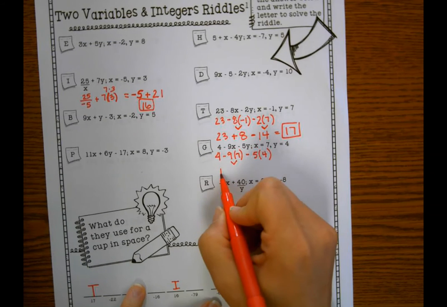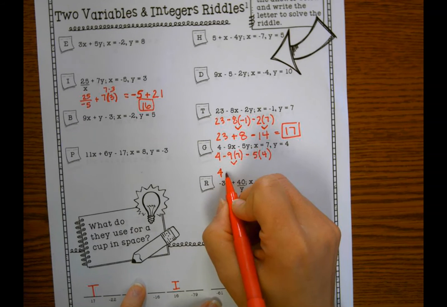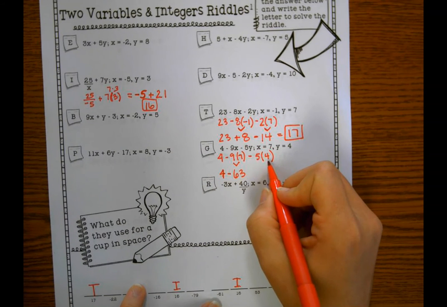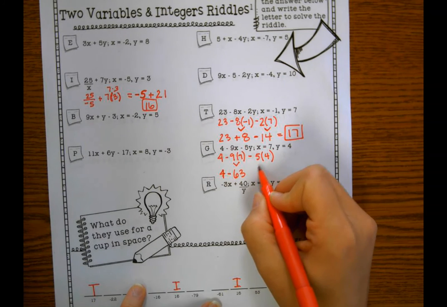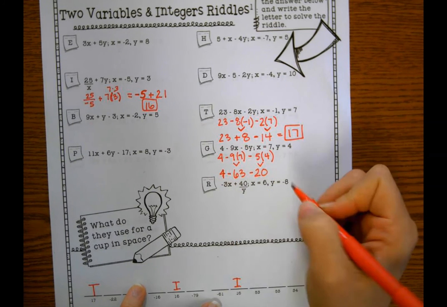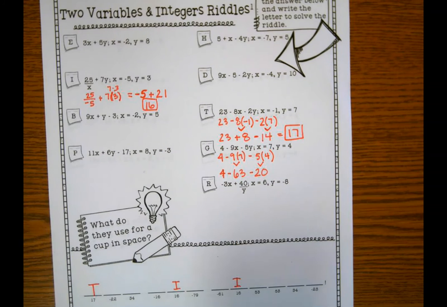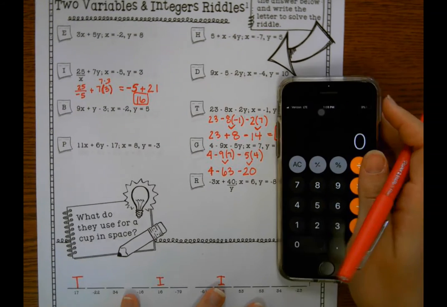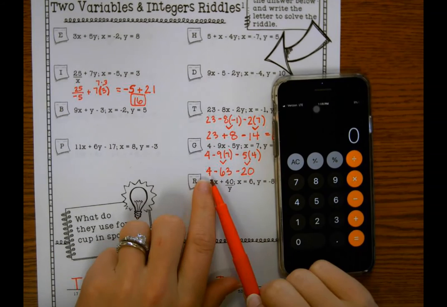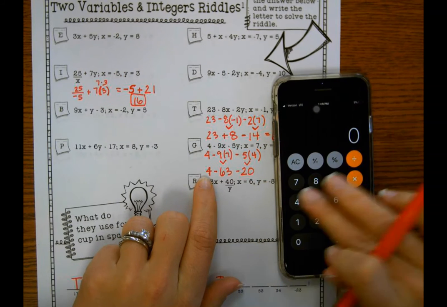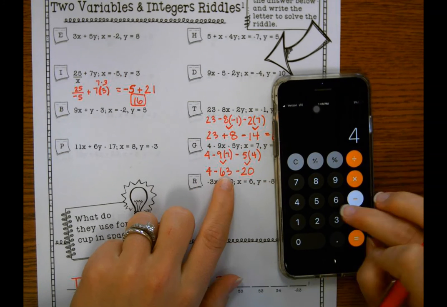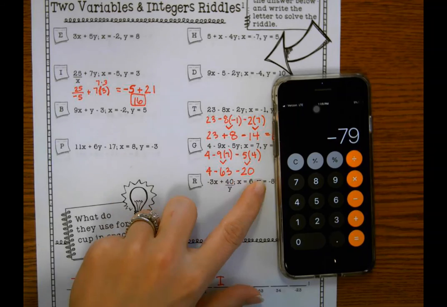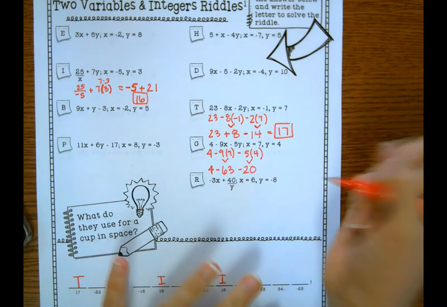So -9 times 7 gives me -63, and -5 times 4 gives me -20. I did both of those multiplications at the same time just to save me some space. Now when I add and subtract from left to right, remember you've got to go left to right. So I'm going to do 4 minus 63 minus 20. And that tells me my answer is -79.